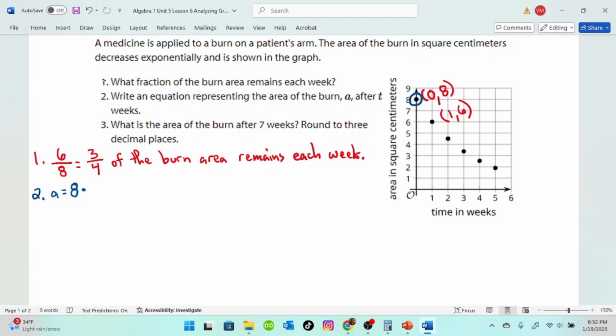I'm going to multiply that initial amount by the growth factor, which we just said in number 1 is 3/4. And my exponent is going to be the input, and they told us to use t for the time in weeks. So the equation that represents this situation is A equals 8 times 3/4 to the power of t.